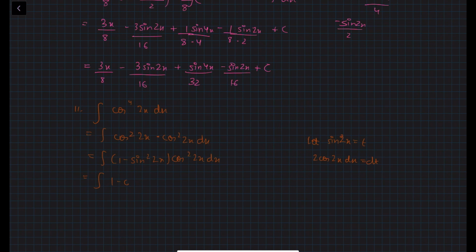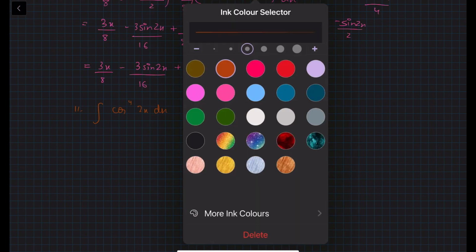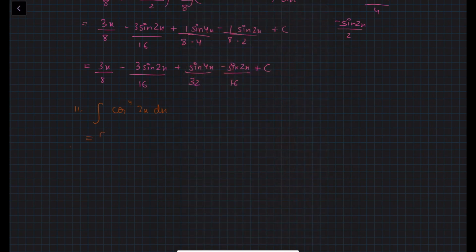Actually, no, I recommend following the first method for this question as well. There is another method, but I'm not comfortable with it, so I'm not gonna waste your time trying to teach you the method, because if I don't know the method properly, how can I teach you, right? So I'm just gonna stick to the first method. So that's just gonna be cos cubed of 2x times cos of 2x dx.